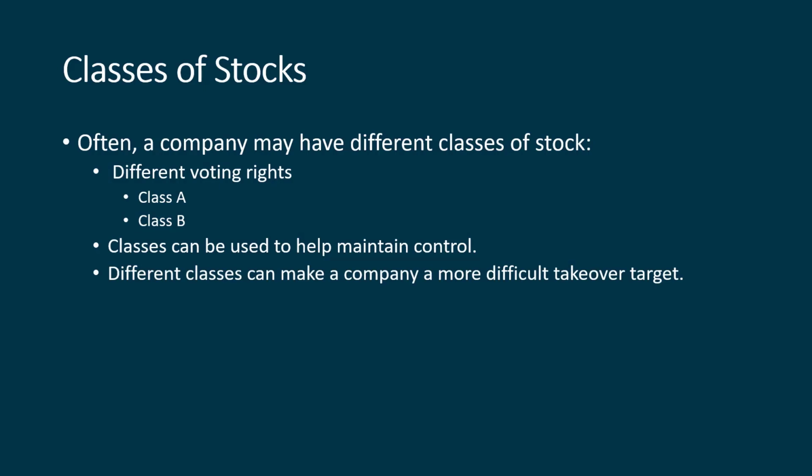Different classes can make a company more difficult to be taken over. That's where one company comes in and buys stock of another company, and the other company doesn't want to be taken over. That's called a hostile takeover, where at some point, if they're the majority shareholder, whether the company likes it or not, they're now owned by somebody else.